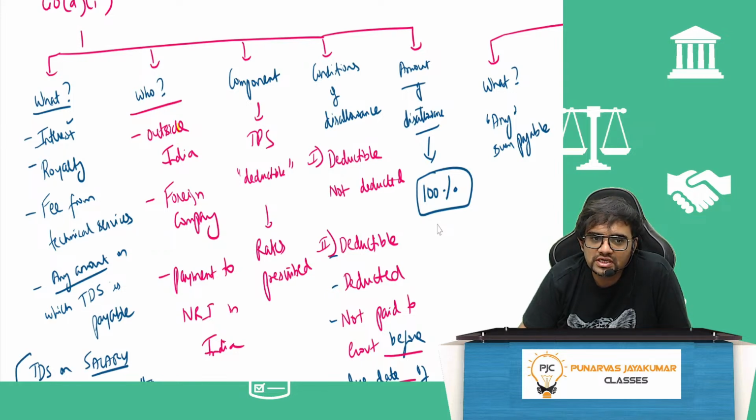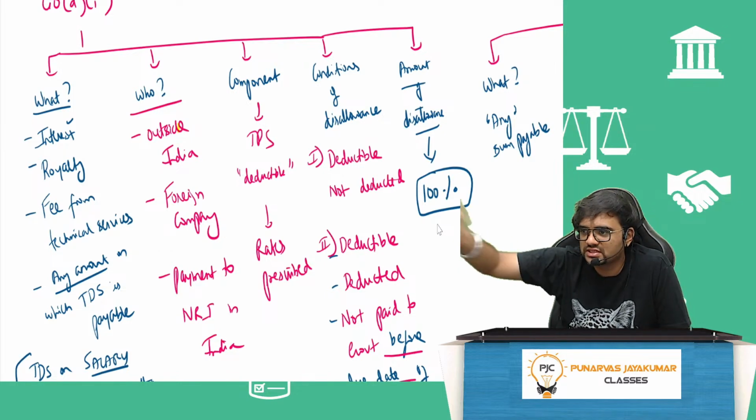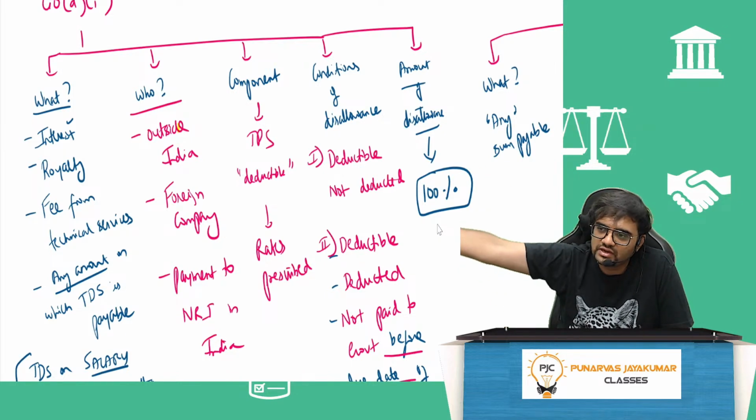Is it permanent disallowance? No. Whenever you pay, you should pay before the due date. Due date is when? 31st October. You pay on, let's say, 1st January of next year. I will allow it next year. This year I will add back. Next year I will allow.